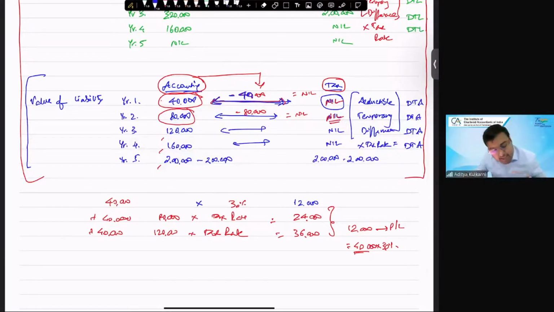The liability is getting accumulated year after year. So DTA also gets accumulated year after year. And this difference is what will hit my P&L. Did you follow? Okay, sir.